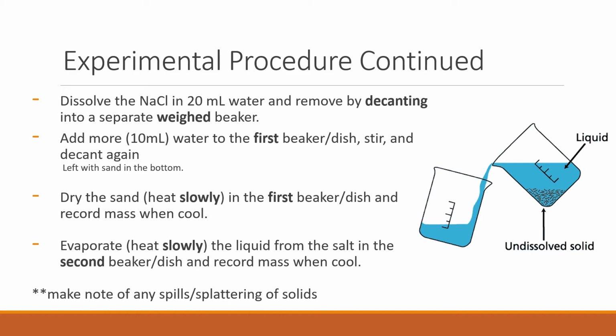And then we will heat both beakers to dry off the sand in one and to evaporate off the water from the salt mixture in the other. Then we will have 2 beakers. One will have dry sand and one will have dry salt. And we can weigh both of those to figure out how much salt and how much sand we had in our mixture. We will be using beakers for these steps because we don't want any solids to splatter out.